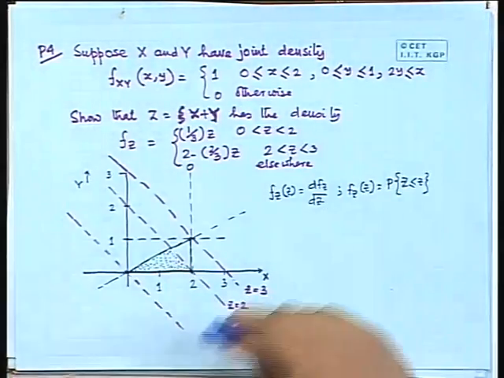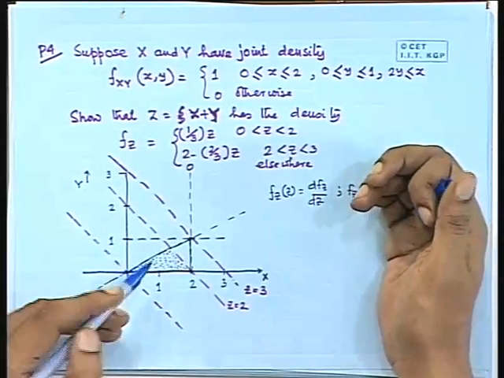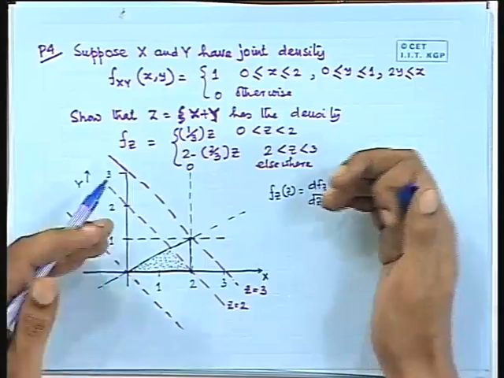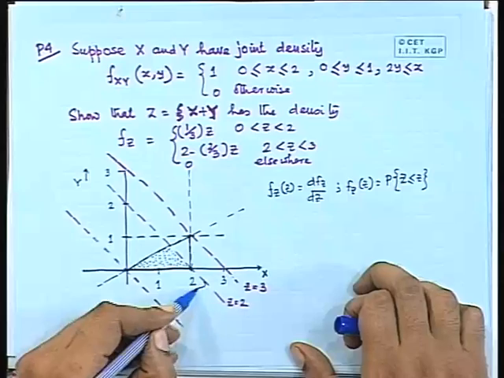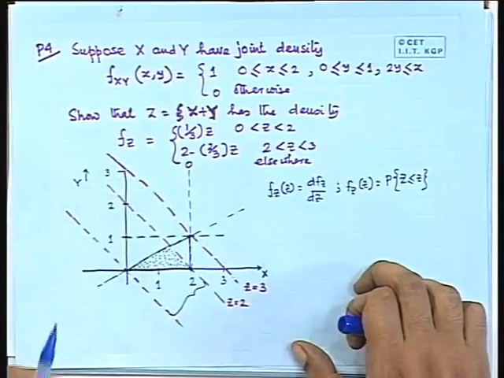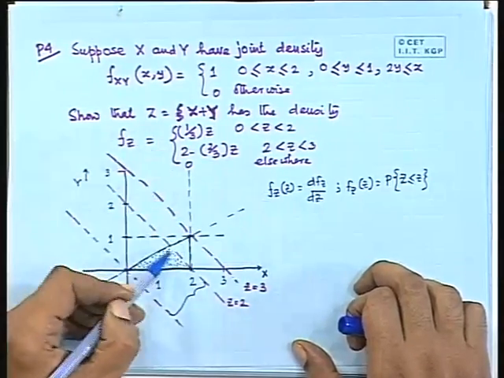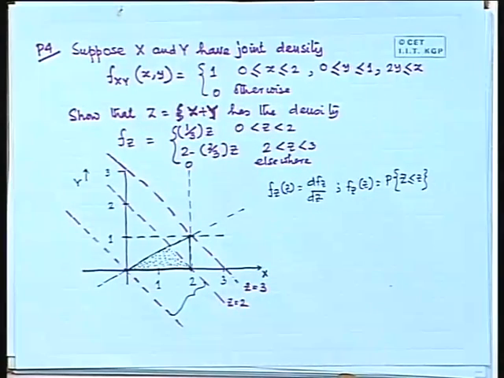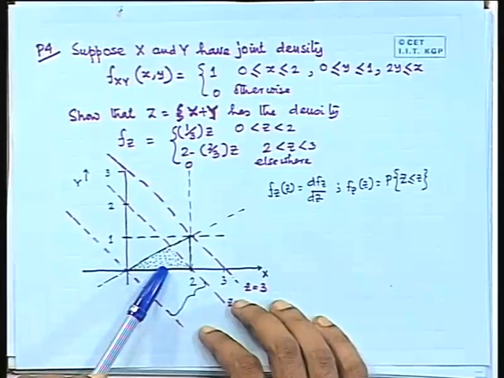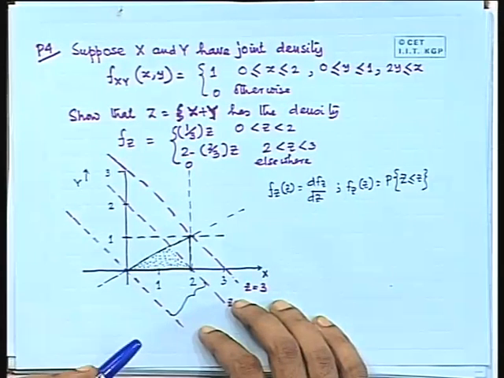So now what do you do? Now you discover that the way the area changes as z sweeps from 0 to 2 is in a given way, and from 2 to 3 you can see from the picture itself, the area changes in a different way. Can you see that? That is why you have different fz's in the region 0 to 2 and 2 to 3. Now it is not difficult to find out how this area is swept. That is very simple.